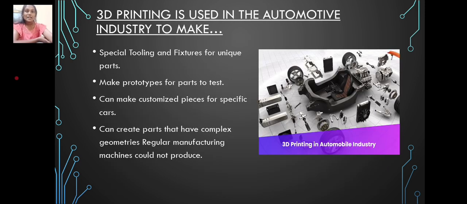and food. 3D printing is used in the automotive industry to make special tooling and fixtures for unique parts, make prototypes for parts to test, make customized pieces for specific cars, and create parts that have complex geometries regular manufacturing machines could not produce.